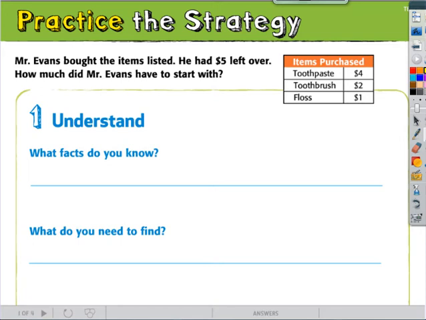It says, Mr. Evans bought the items listed. He had $5 left over. How much did Mr. Evans have to start with? So, how much did Mr. Evans have left over? 5.